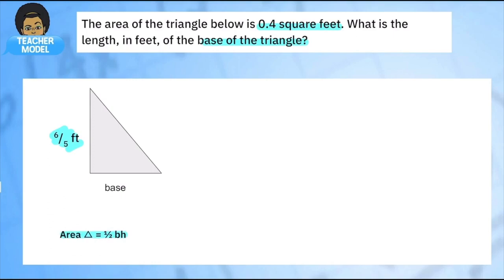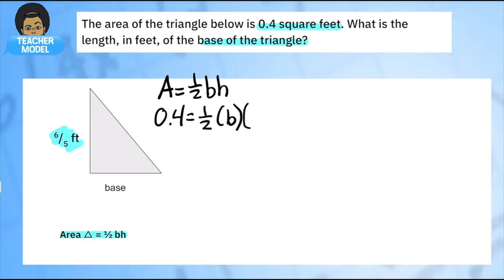So my first step is I'm going to use that formula and I'm going to rewrite it. Area equals 1/2 base times height. And I'm going to use my EE skills to substitute the information I have. I know the area is 4/10. Here's 1/2. I don't know the base, but we do know the height is 6/5. Now I'm going to start simplifying. I'm going to multiply 1/2 times 6/5, and that gives me 6/10 times b.